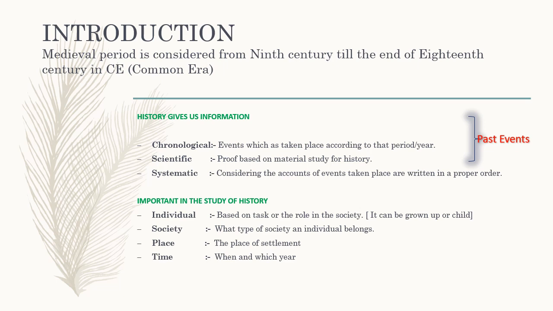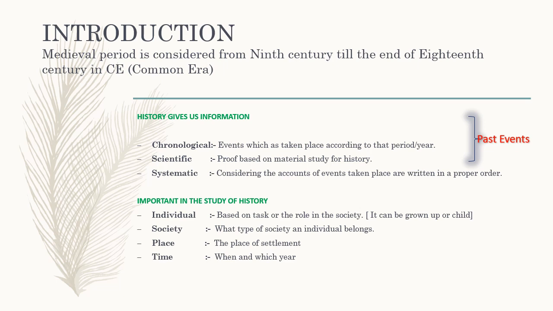Second, scientific means proof based on material study for history. Now, this is related to research study. That is, whatever has been found has been proved. And the third one is systematic, meaning the account of events that took place is written in proper order. These things are written down, noted on the basis of the past events.